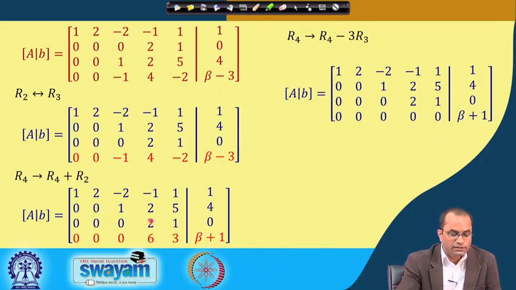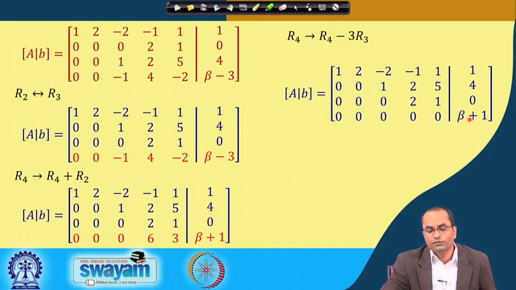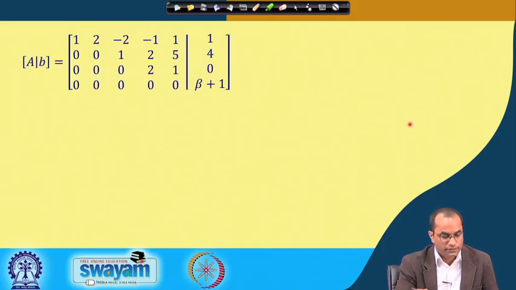So, here 6 minus 3 times 2 is 0 again, and 3 minus 3 is also 0, and beta plus 1 minus 0 into 3 is beta plus 1. So, this is the reduced form. We do not have anything further to reduce in this case.